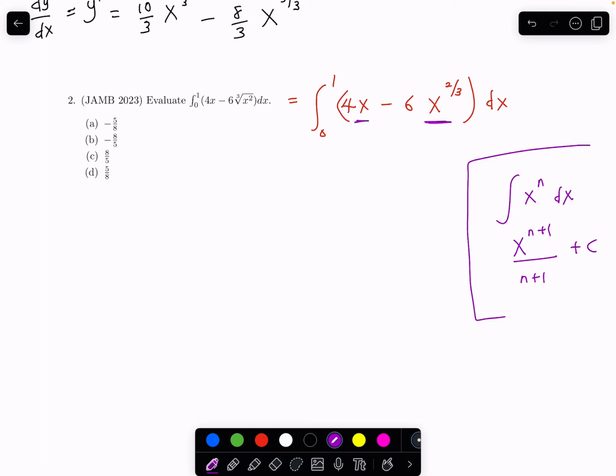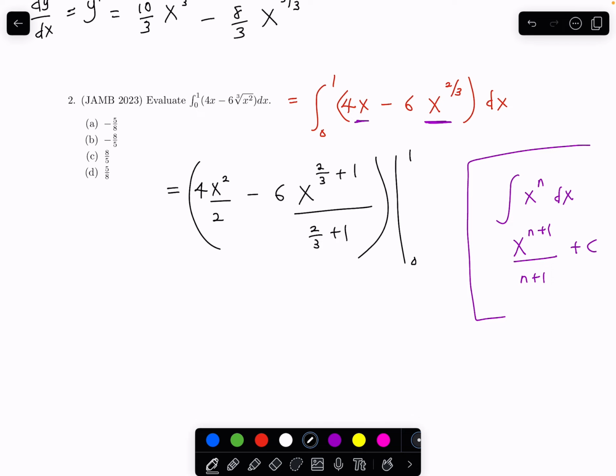But what we have here is a definite integral, right? Because of the limits 0 to 1. So now let's apply the power rule. This is just going to be 4x squared, because the power of x is 1, and 1 plus 1 is 2. So 4x squared divided by 2 minus 6x to the power of 2 over 3 plus 1, divided by 2 over 3 plus 1, and my limit is from 0 to 1.